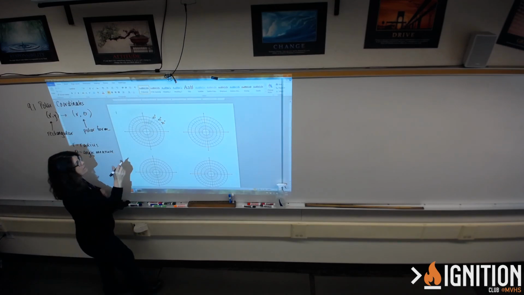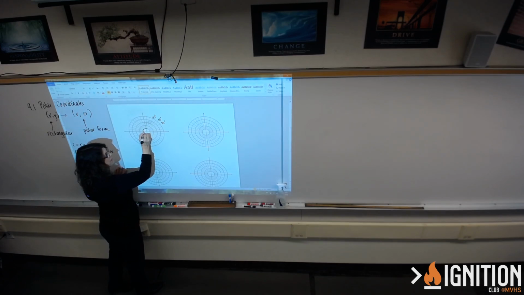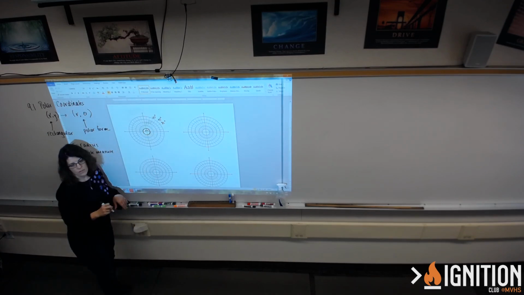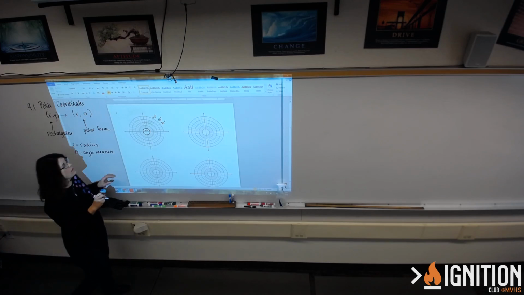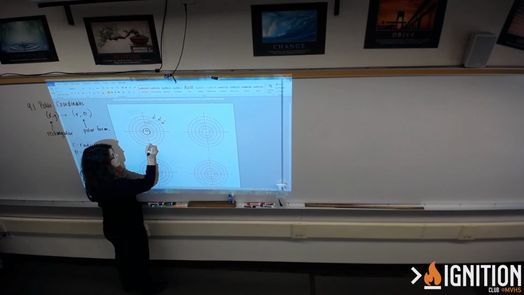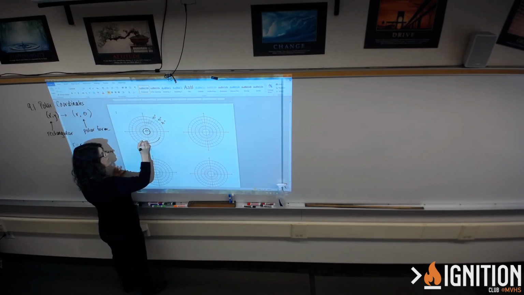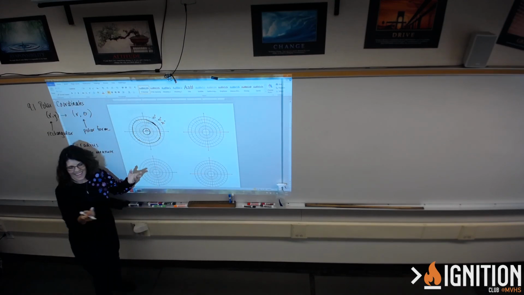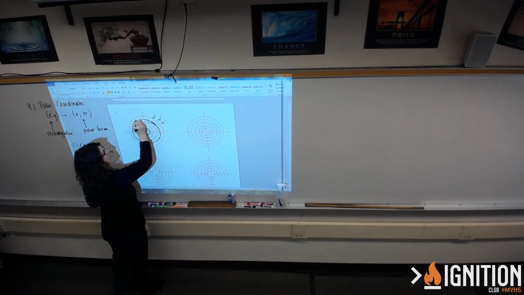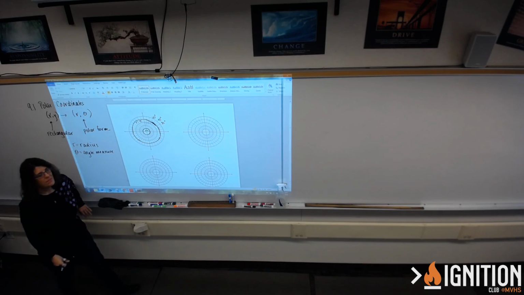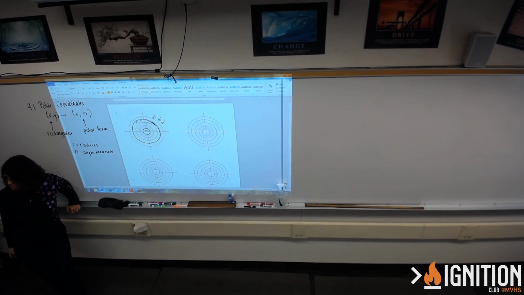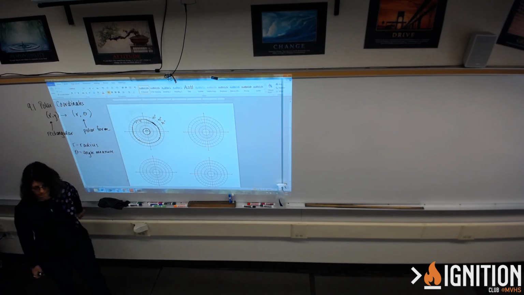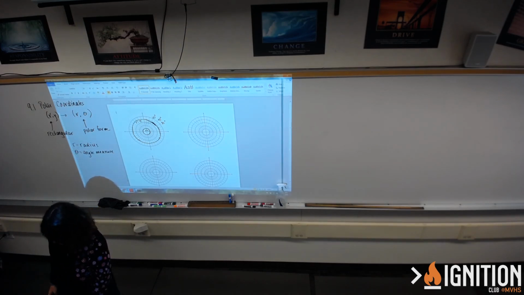Okay, each circle represents a radius of 1. So the first circle, the radius is 1. The 4th circle, the radius is 4, etc. I can't even trace a circle correctly. It is really hard being me. Okay? So far, so good?